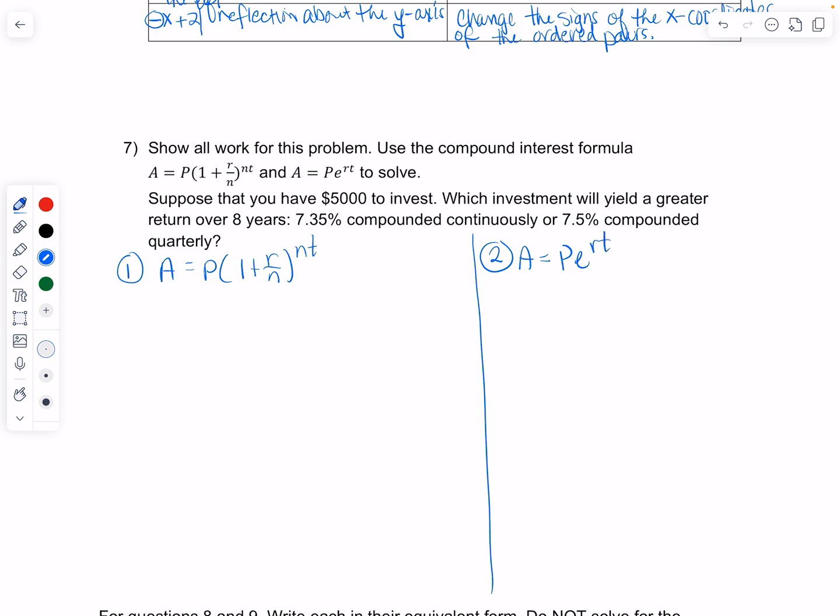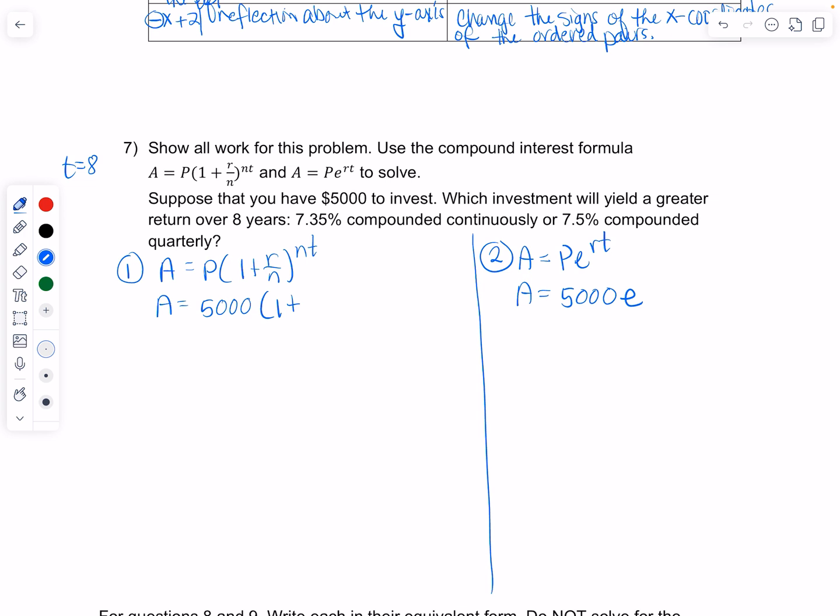Now, if you don't have a calculator, you might want to pause me and go get it, because you're going to need it. So let's read the problem. Suppose that you have $5,000 to invest. So in the first one, that is the principal, so we're going to go ahead and put that in. In the second one, that's also the principal, so let's go ahead and put that in. Which investment would yield a greater return over 8 years? 8 is the time for both, okay?